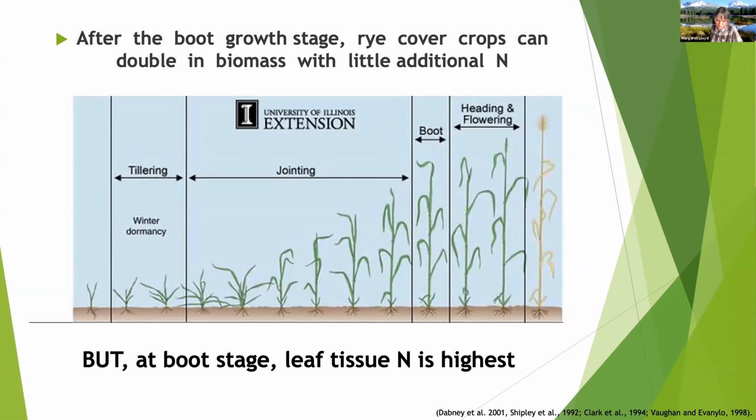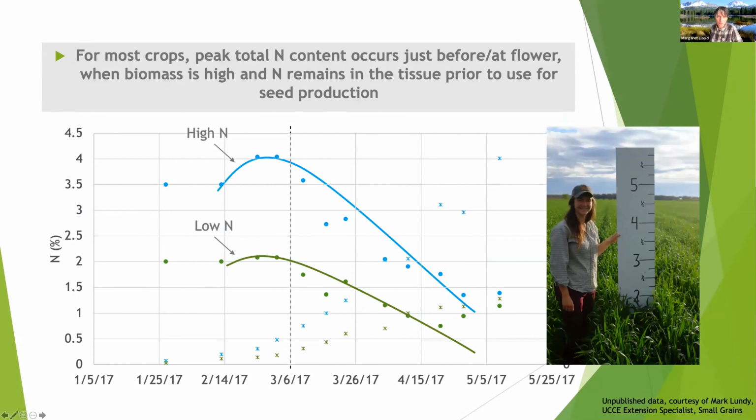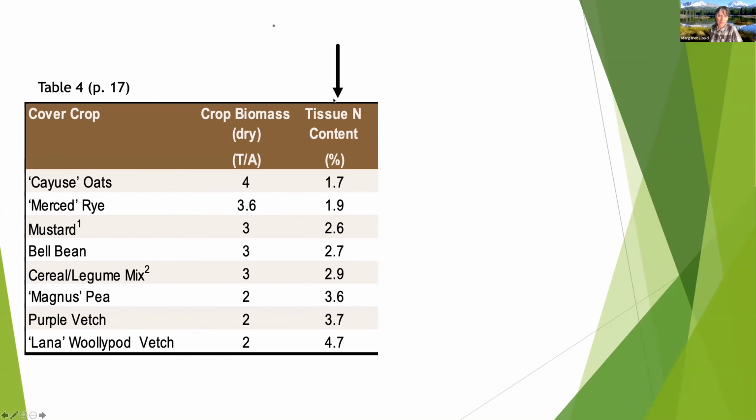So now thinking about when is nitrogen highest? We just spoke about biomass accumulation. Now thinking about nitrogen. I discussed how after boot stage is when that biomass really accumulates. However, it's at boot stage that the leaf tissue N content is highest. This curve is showing the percent nitrogen, and we see it highest earlier in the season, right before boot stage, and then it starts to decline. So that's the other piece of information, understanding this tissue N content.